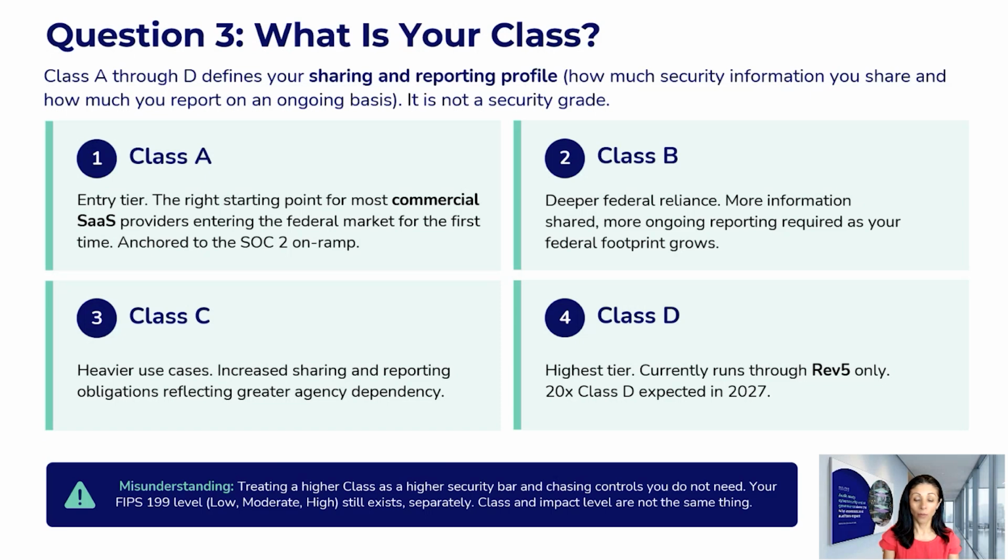So there are just more requirements, and the frequency of your reporting requirements to the government increases as your class increases as well. And as we said a few minutes ago, Class D is not available in 20X until sometime in 2027, but it runs right now in Rev5 only at the moment.